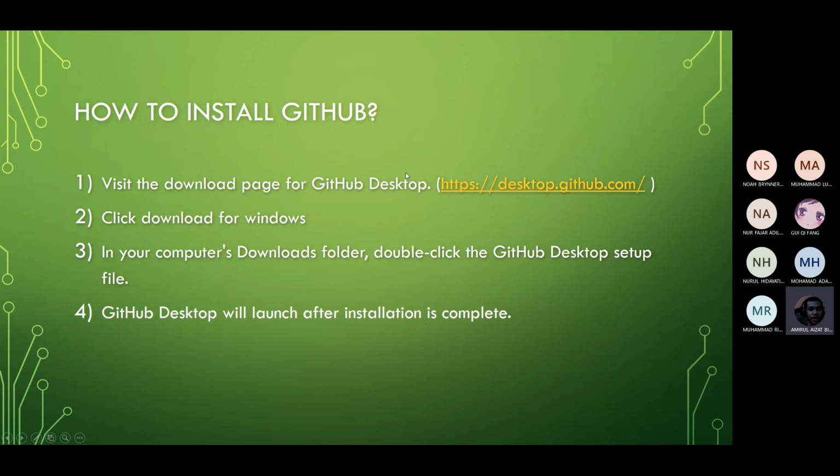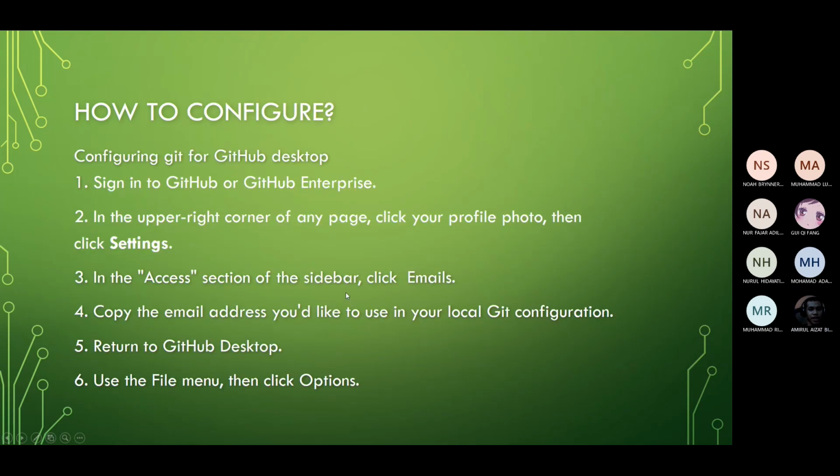Okay, how to install GitHub? You can go to github.com and install. If you use Mac, you download for Mac. If you use Windows, you go for Windows. So how to configure GitHub? We need to sign in to GitHub or GitHub Enterprise. In the upper right corner of the page, you can click your profile photo and click settings.